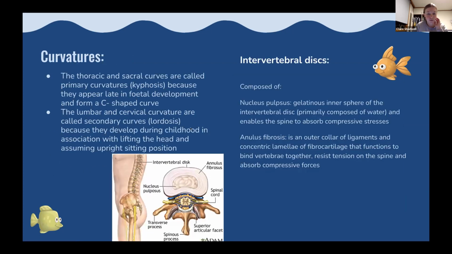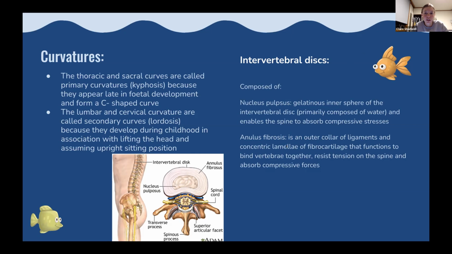So moving on to the curvatures. The thoracic and sacral curves are called primary curvatures, so that's kyphosis, because they appear early in fetal development and they form a C shape, while the lumbar and cervical are known as lordosis. And I think that's pretty self-explanatory. So if you're sitting in the exam, you can think your cervical spine goes this way and then your thoracic goes the other way. So it kind of forms a backward S shape.